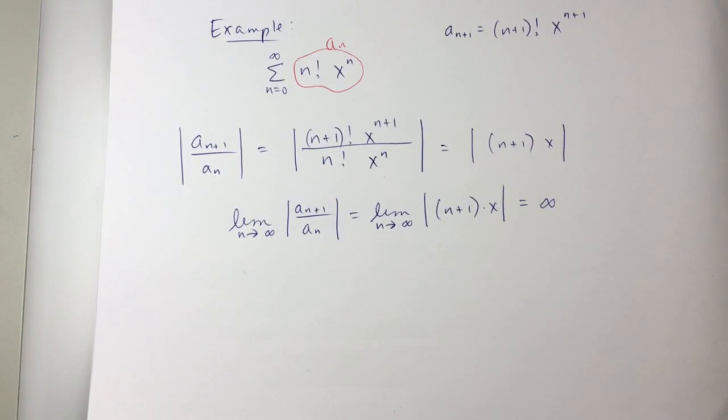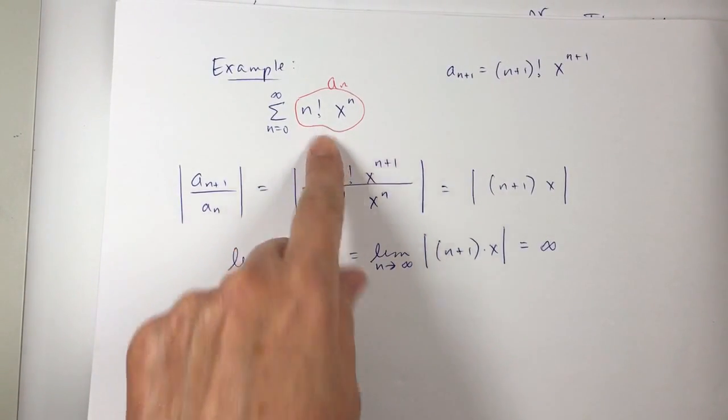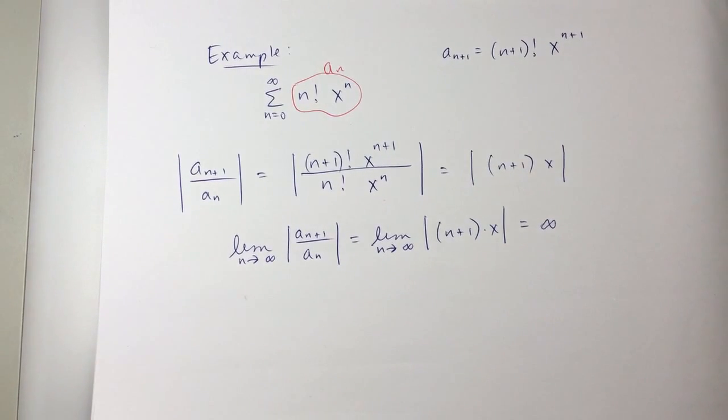According to the ratio test, we're on number 2 of the ratio test, if the limit is some number bigger than L, or if the limit is infinity, then what happens with this series? It diverges. Well, if x is 0, this converges. The number it's centered around.